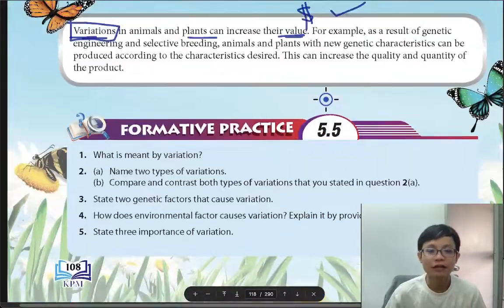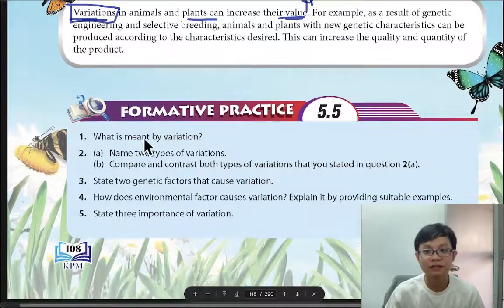Okay, so I think we already conclude this chapter. This is a very long chapter. Okay, so maybe I can ask you some questions. What is meant by variation?